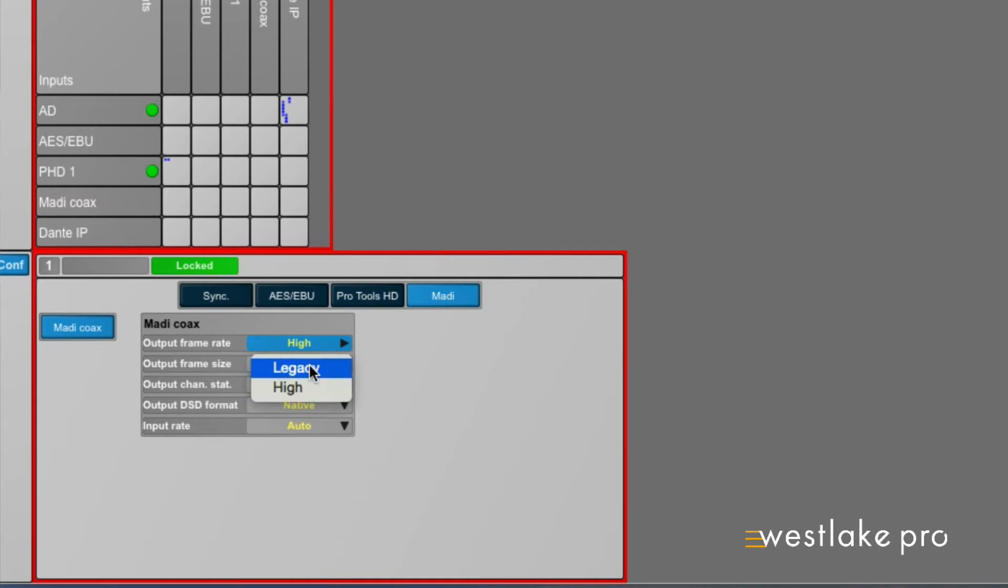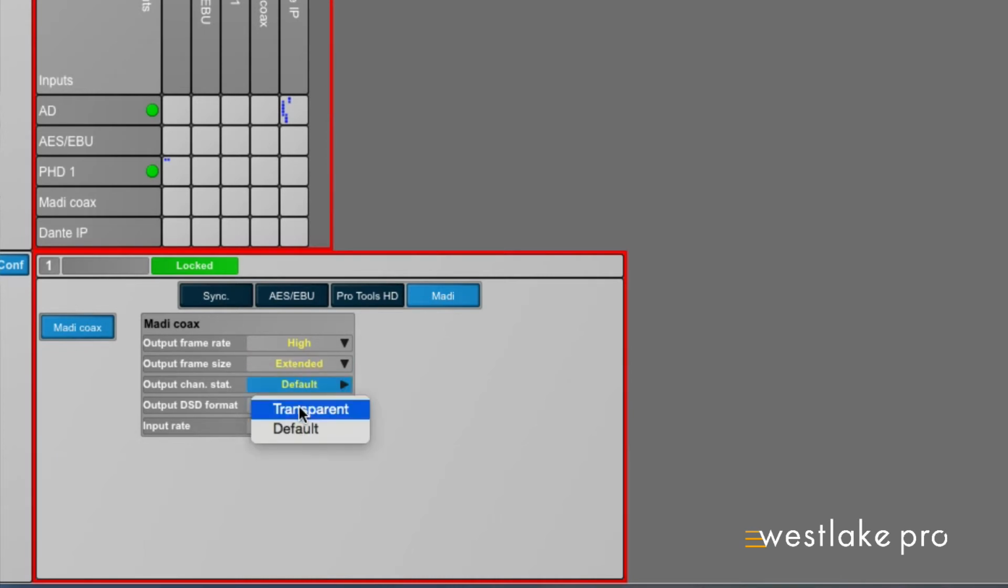In legacy mode, the MADI frame length is maintained and adjacent channels are merged into one channel. In high mode, the MADI frame length is a reduced rate, and as a result, the frame rate is increased. Because of this difference, the high mode has lower latency than the legacy mode. Please note that some third-party MADI products may not support high mode. Frame size can be set to normal or extended. Normal mode supports up to 56 channels, whereas extended mode supports up to 64 channels.